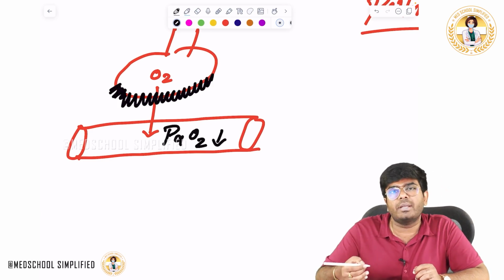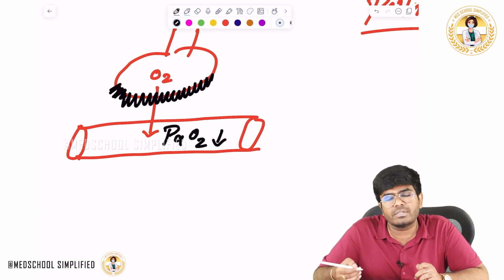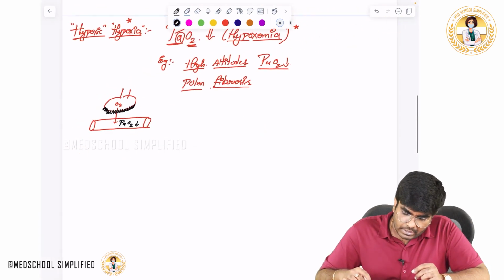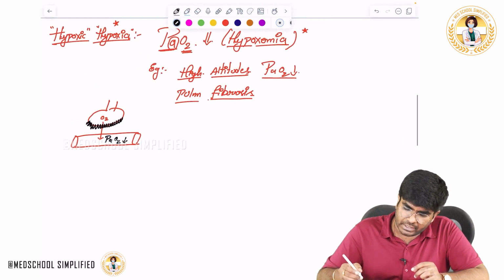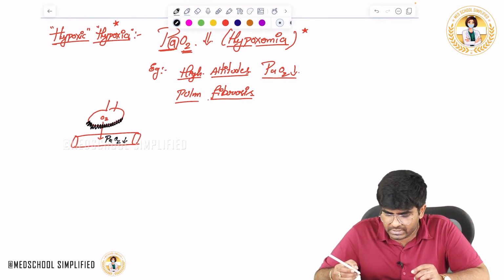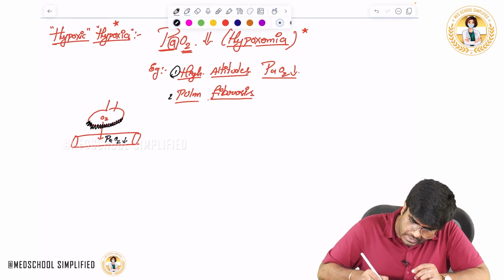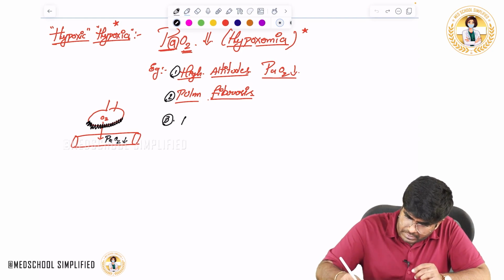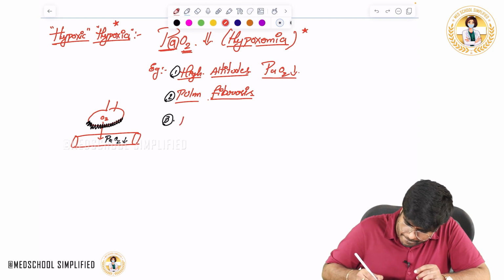So what happens to the partial pressure of oxygen here? Less oxygen is coming into the blood, so the partial pressure of oxygen is going to decrease. Okay. So reason number 1 for hypoxic hypoxia is high altitude, and reason number 2 is pulmonary fibrosis. The reason number 3 is right to left shunt.